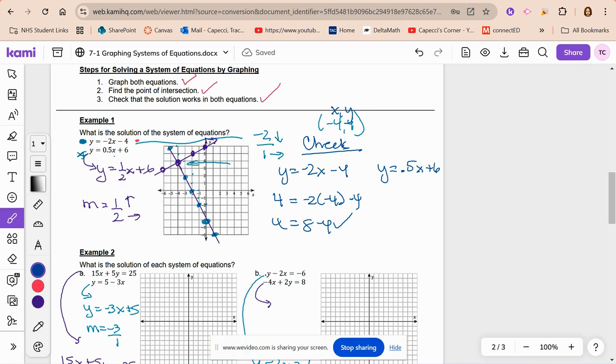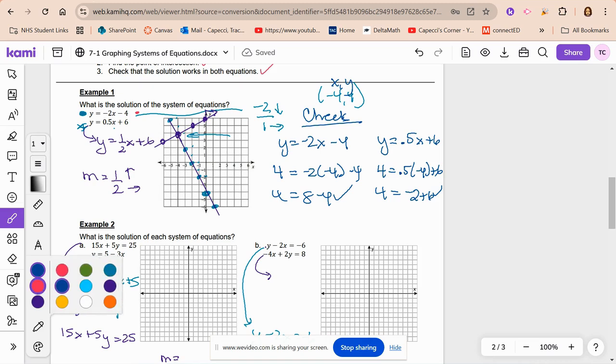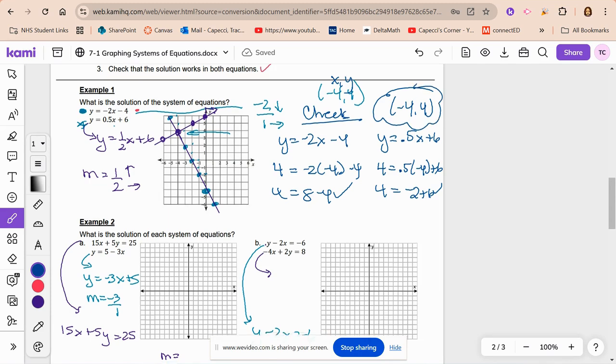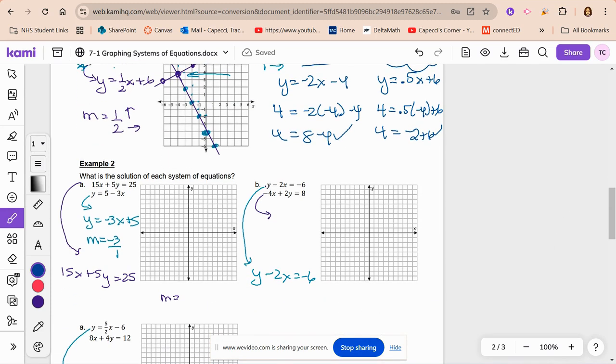We're going to do the same thing with our other equations. So I have 4 is 0.5 times -4 plus 6. That gives me 4 is equal to -2 plus 6, and that's true. So again, now I know for sure that (-4, 4) is my solution to the linear system, which is my point of intersection. Okay? All right, moving on.